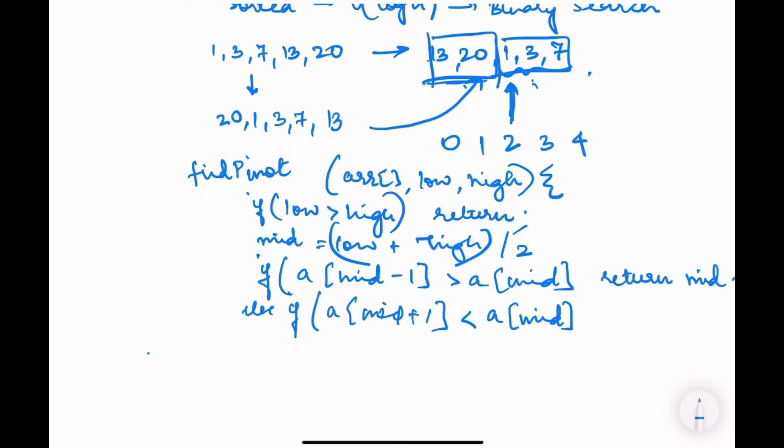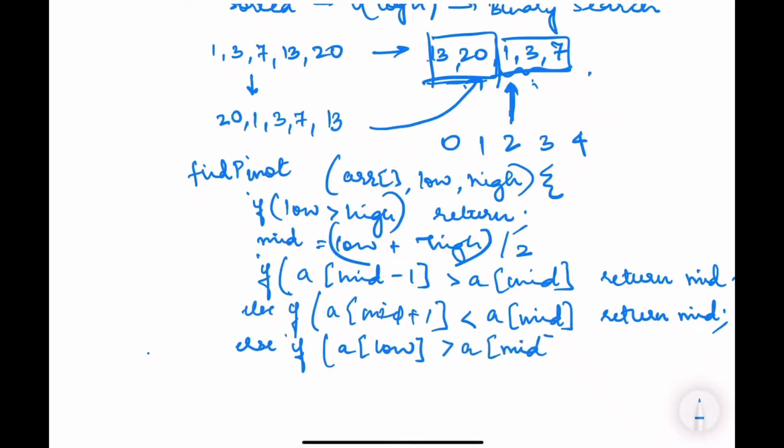If the array has been shifted towards the left, in that case this condition would hold true and we would get to know the point at which the array has been rotated. And let's say even this was not the case, then now we need to figure out in which sub-array the rotation has happened. So if the value at low is greater than the value at mid, it means that the rotation has happened on the left sub-array.